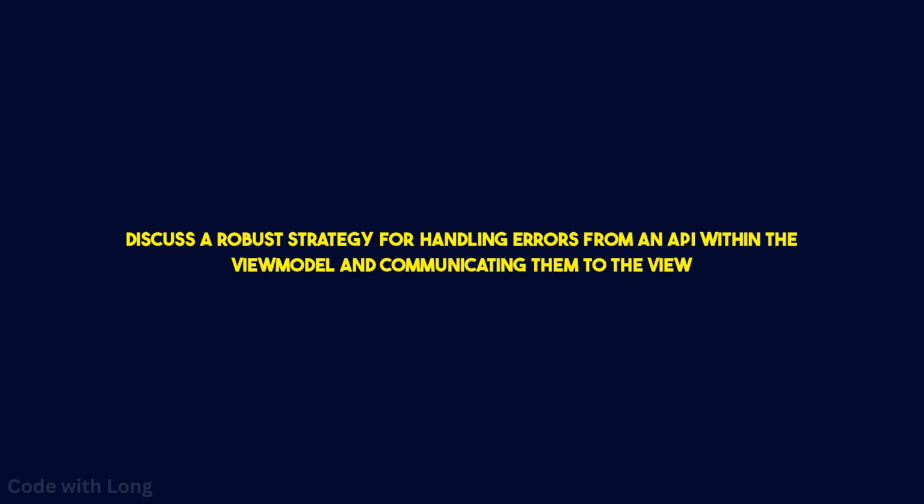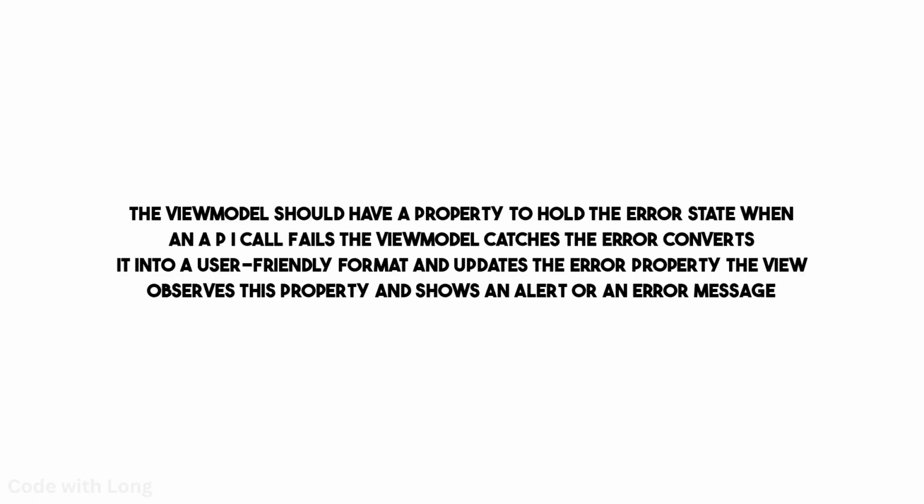Discuss a robust strategy for handling errors from an API within the view model and communicating them to the view. The view model should have a property to hold the error state. When an API call fails, the view model catches the error, converts it into a user-friendly format, and updates the error property. The view observes this property and shows an alert or an error message.